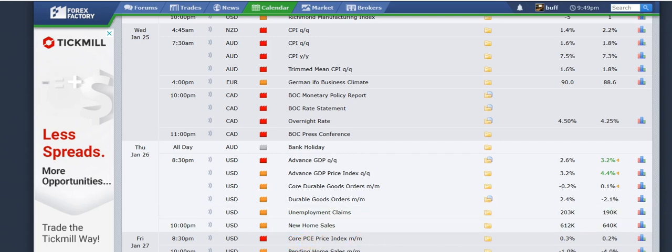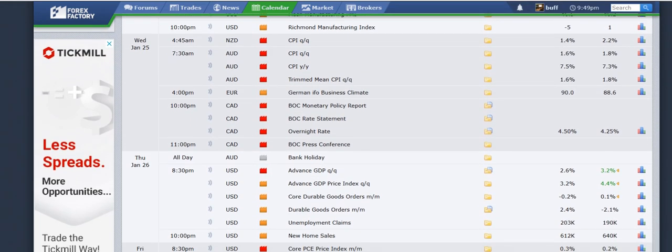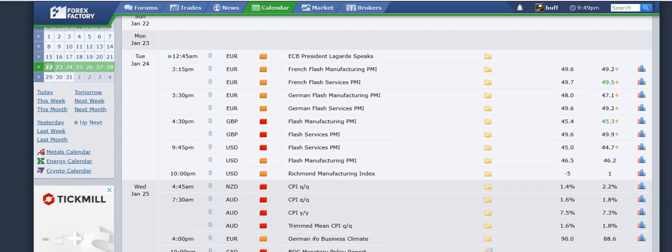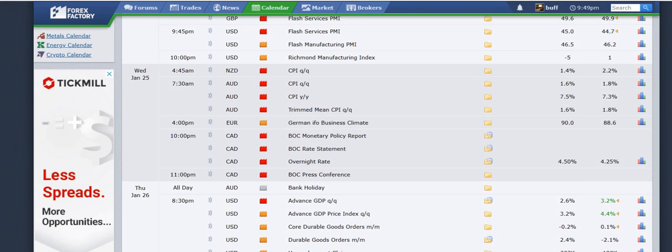So Canadian interest rates is probably the biggest news, and the CPI numbers out of Australia and New Zealand probably have a bit of a go also. Just be aware of that, especially if you're a day trader.